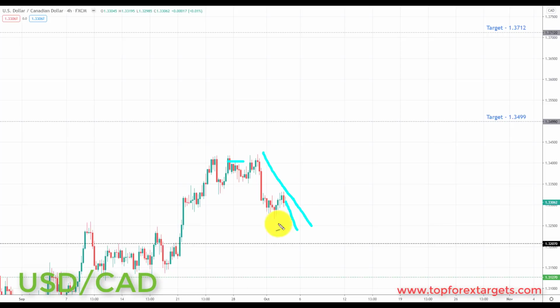What we need to see though is we do need to see some bullish reversals in this area. So if we start to break to the upside, this is going to be a great opportunity to look for long positions. And we're going to be looking at initiating longs up towards the next key of resistance to the upside and the target set, the 1.3499.